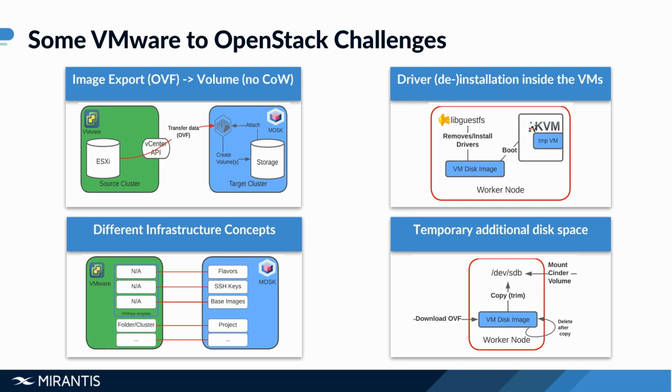The good thing is, on the other hand, we are copying to the Cinder volume and trimming all the zeros out. So when you have a disk with 20 gigabytes and you just use 200 megabytes inside the disk, for instance, we just copy the 200 megabytes to the volume. So it will at the end also save a bit of storage on the target side, right? But again, at the end, we have a temporary additional disk space that we require.